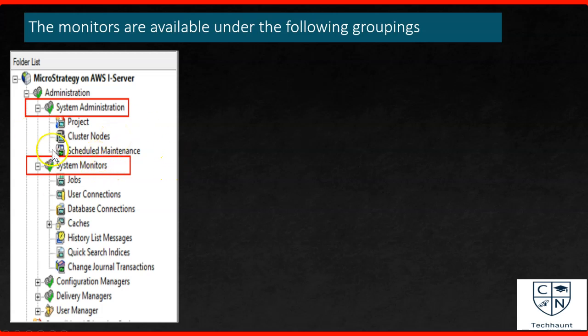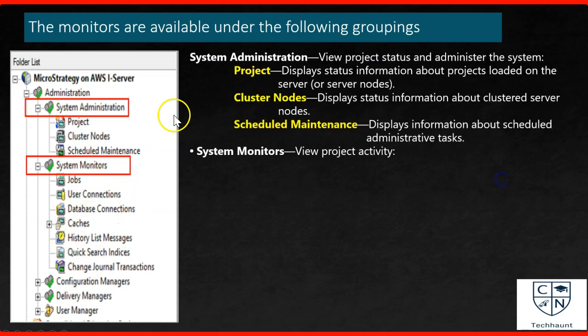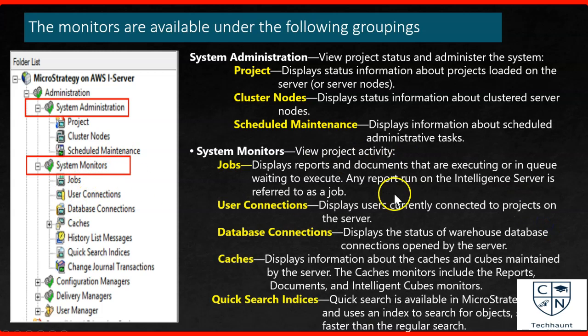Schedule maintenance monitors. You also have the system monitors. You can monitor jobs, user connection, database connection, caching, a lot of stuff you can monitor from this console itself. To view the project status and administer the systems, let's suppose project, cluster node, schedule maintenance task. You can also monitor your project activity under the system monitors.